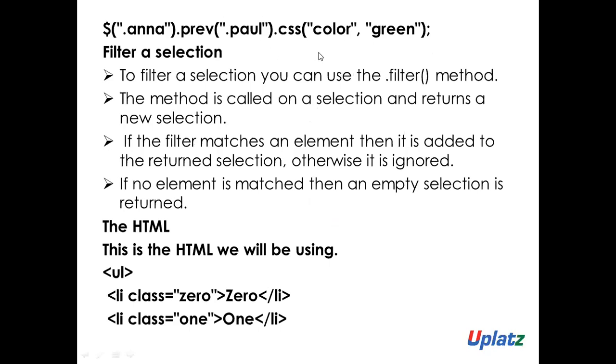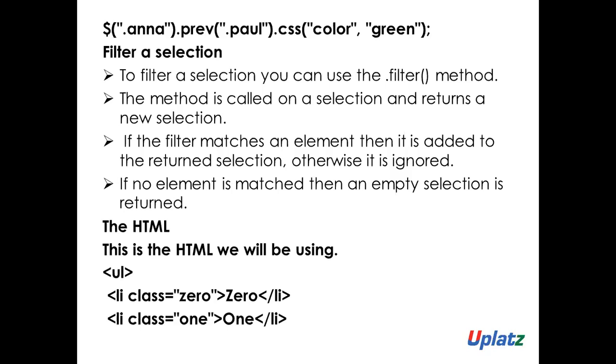So this is how to filter a selection. We have a filter method that you can call on a selection, and it returns a new selection. If the filter matches an element, that element is added to the returned selection; otherwise it is ignored. If no element is matched, an empty selection will always be returned.